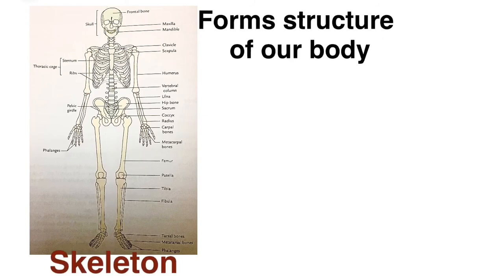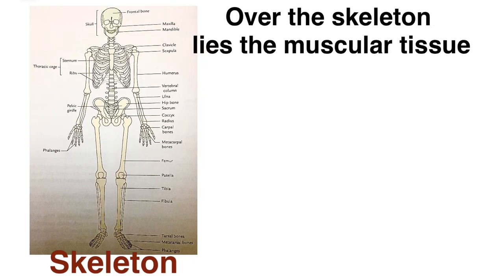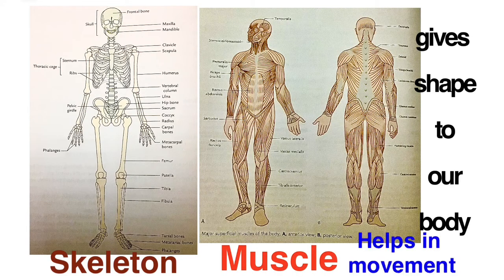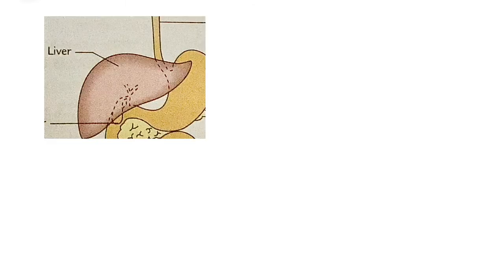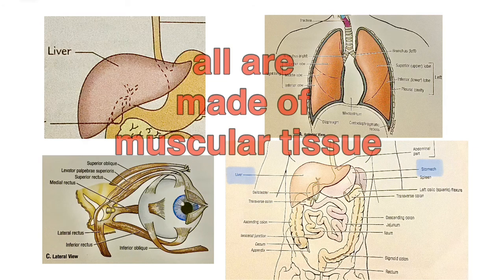Happy learning! The framework of our body is made up of bones. It is called skeleton. Skeleton forms the structure of our body. Over the skeleton, there is a thick, strong layer of tissue called muscular tissue that gives the proper shape to our body and makes our body capable to move. In general, we call muscular tissue forming our body, hands and legs as muscle. Although not only this, but our organs like liver, lungs, eyes, stomach, intestine all are made up of muscular tissue.